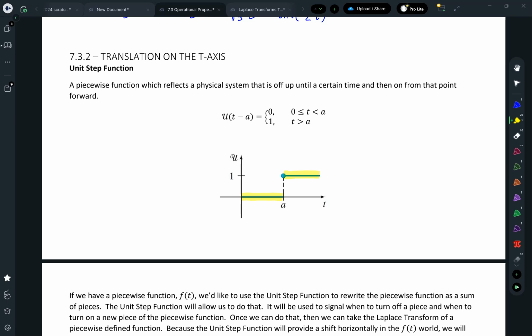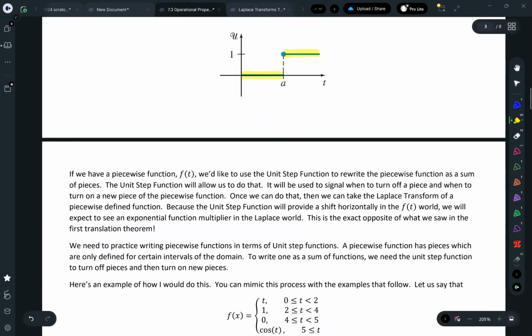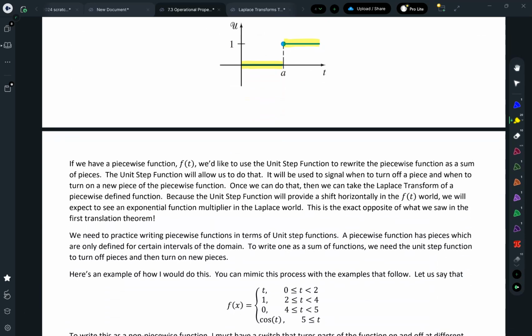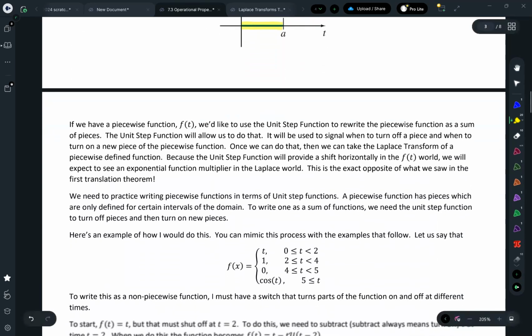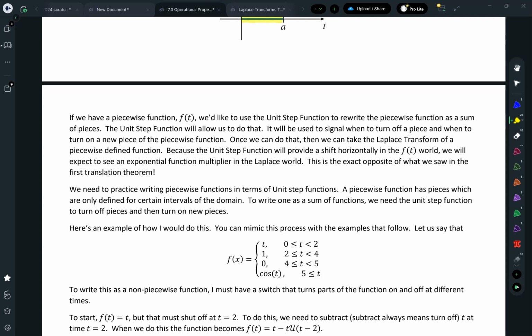However, we can use the unit step function to be a multiplier of another function. And so then the unit step function just acts like a switch. It turns functions on and off. Okay? So if we have a piecewise function f of t, we would like to use the unit step function to rewrite the piecewise function as a sum of pieces. And the unit step function will allow us to do that. It will be used to signal when to turn off a piece and when to turn on a new piece of the piecewise function. Once we can do that, then we can take the Laplace transform of a piecewise defined function.